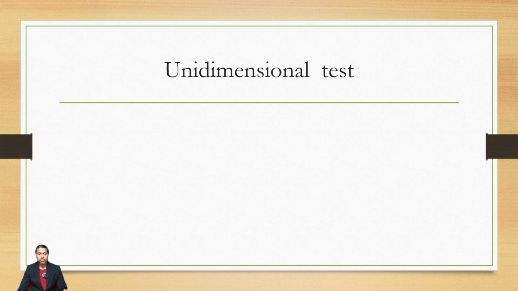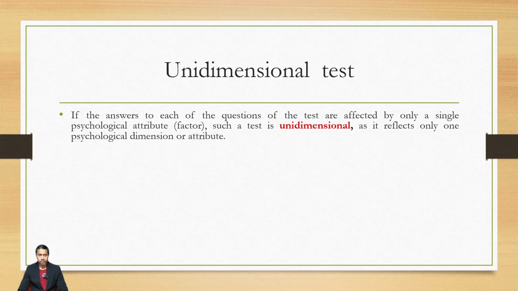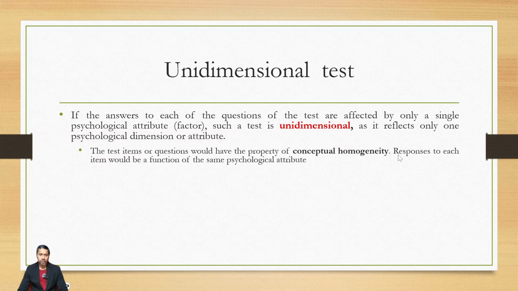Beginning with the unidimensional test. If the answers to each of the questions of the test are affected by only one psychological attribute, factor, or dimension, such a test is called a unidimensional test, as it reflects only one psychological dimension or attribute. Here the test items or questions would have the property called conceptual homogeneity, because the responses to each item would be a function of the same psychological attribute.